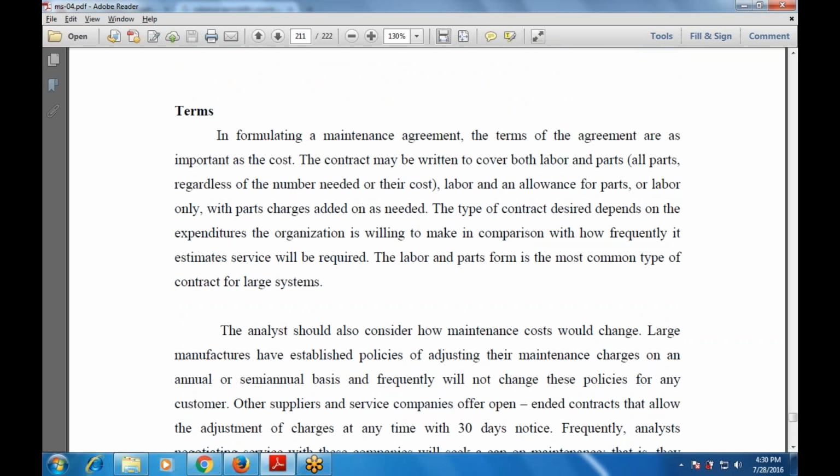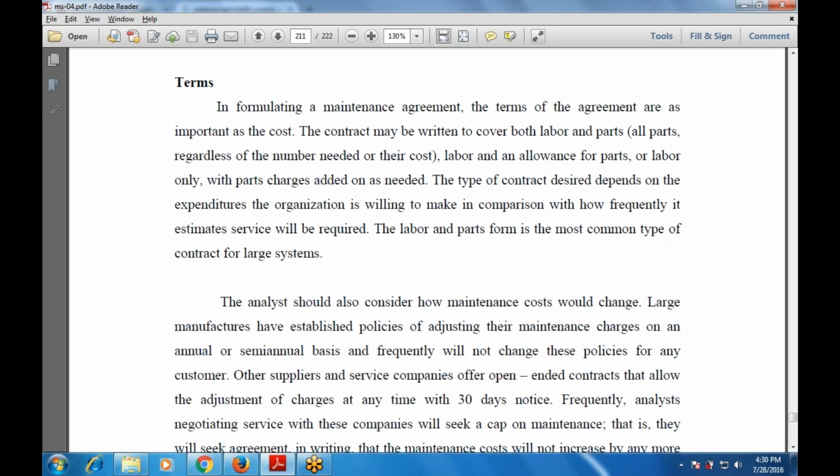Next is what are the terms used in maintenance. In formulating a maintenance agreement, the terms of the agreement are as important as the cost. That means what are the various terms and policies involved, which are known as the terms.